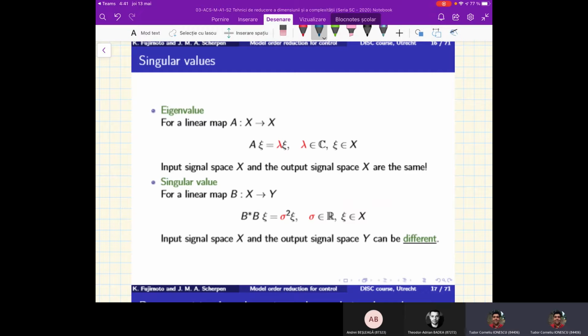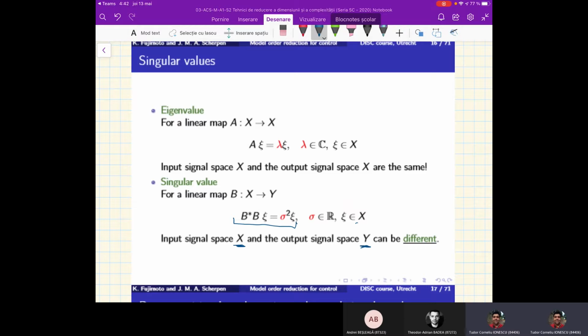You see that the space is X, the input and output for the linear map are the same. A singular value is for a linear map from X to Y, with psi in X and sigma a real number. You can write this problem as B star B psi is sigma squared psi. This is the singular value problem associated with the linear map B. Note that in the case of the singular value, whereas in the eigenvalue decomposition the spaces should be the same.